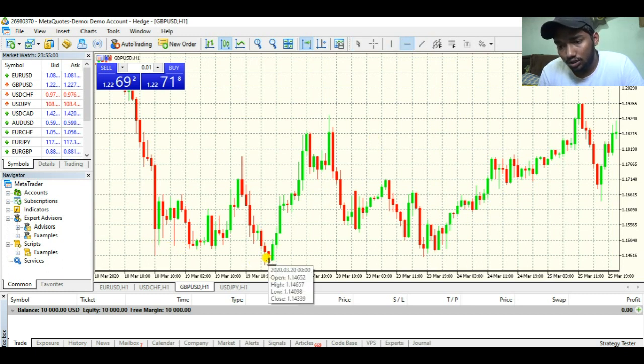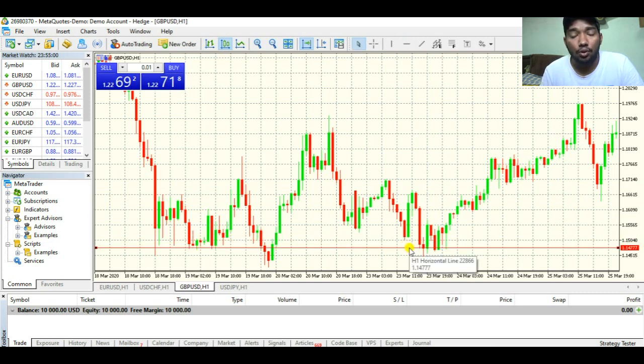So here we have seen the support, and what is the resistance? This is the resistance, and I will find a better one. See here, let's draw the support line first.